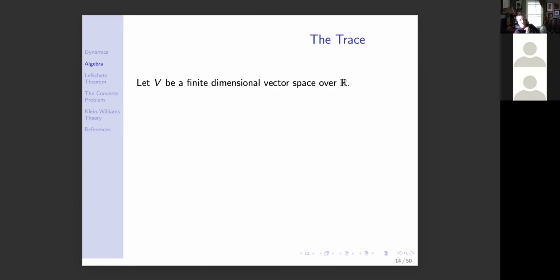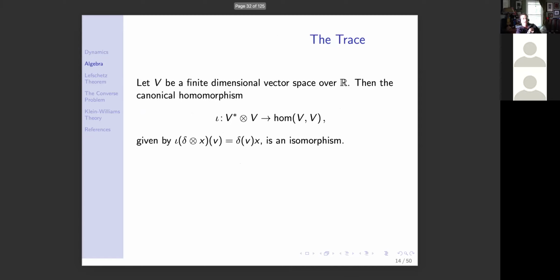So suppose I have a finite dimensional vector space over the reals. I want to consider the following canonical homomorphism from the dual of V, tensored with V, to the Hom from V to V, the endomorphisms of V, which is given by the following expression: iota of a covector tensored with a vector X, evaluated at a vector V, is given by the covector evaluated at V times X.